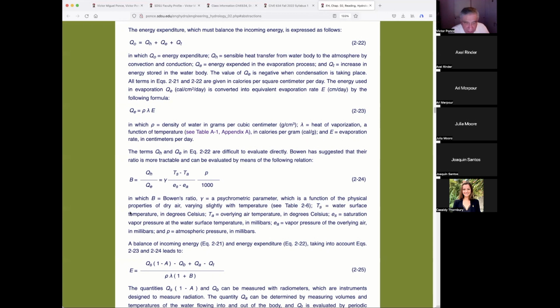T sub S is the water surface temperature, T sub A the overlying air temperature, E sub S the saturation vapor pressure at the water surface temperature, and E sub A is the vapor pressure of the overlying air. And P, atmospheric pressure in millibars. Now, when Penman did his work, it was very convenient for him to assume that P was 1,000 so that he could get rid of this part over here. This is interesting because the actual value of P in millibars at sea level is 1,002. So very close to 1,000.